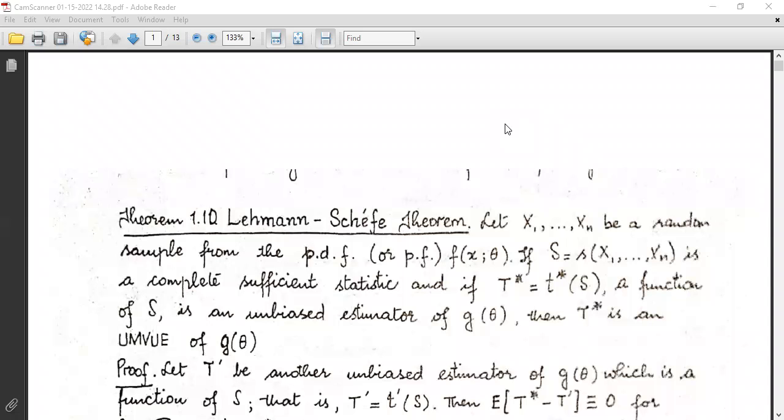Assalamu alaikum class, ninth lecture of the course on statistical inference. The topic will be the Lehmann-Scheffé theorem and the generalization of the Rao-Blackwell theorem.